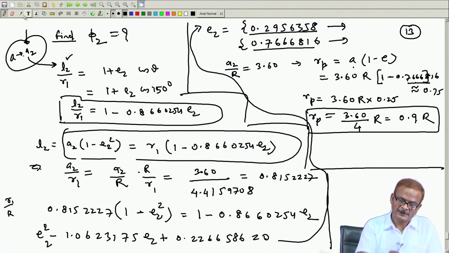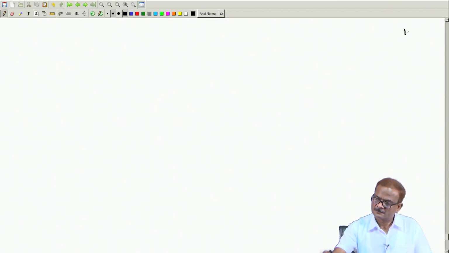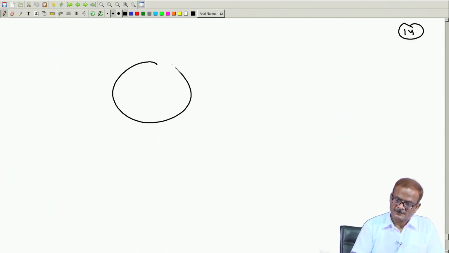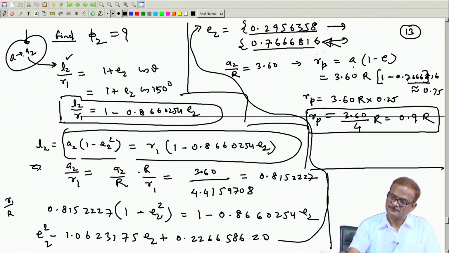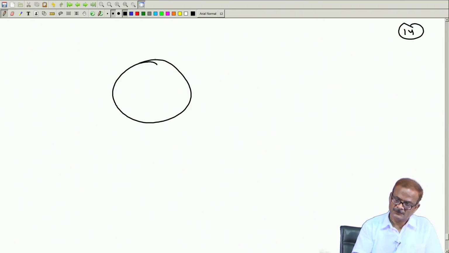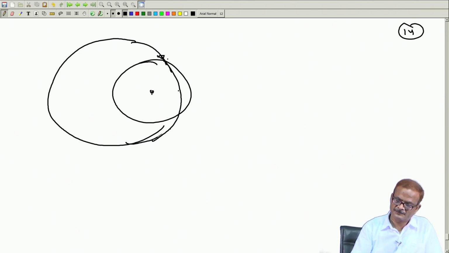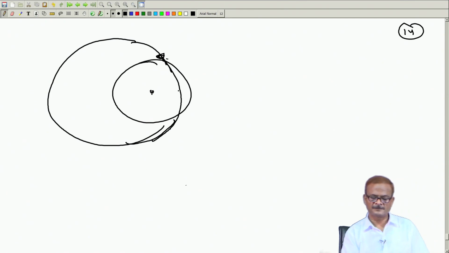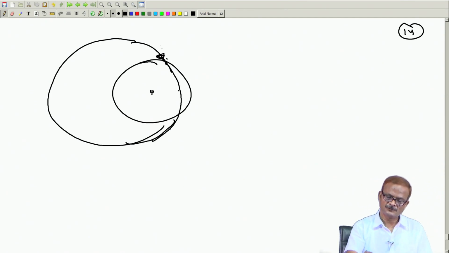So, this simply implies that if you take this solution, 0.766 for the eccentricity, your periapsis goes inside the earth, meaning the orbit becomes something like this. This is not a possible orbit, because it is striking the surface of the earth. If the satellite goes in this path, it will simply hit the surface of the earth and get destroyed. So, this is not a possibility.